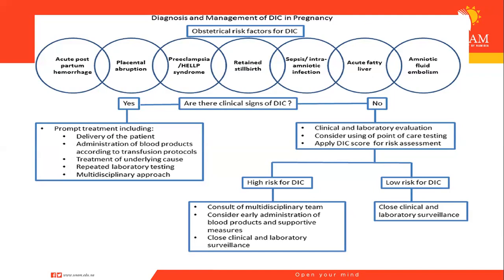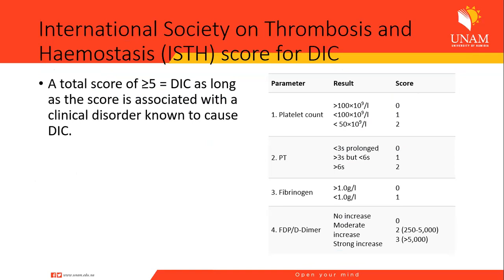You want to consider early administration of your blood products and supportive measures, and you want to ensure close clinical and laboratory surveillance. Well, if your JSTH score is less than 5, then you can just continue with close clinical and laboratory surveillance. Now, all I'm talking about is your International Society of Thrombosis and Haemostasis score for DIC.